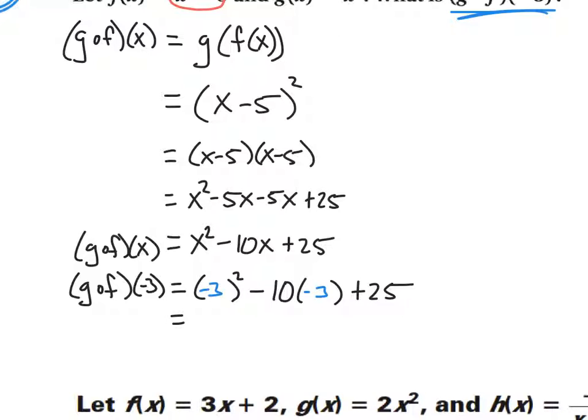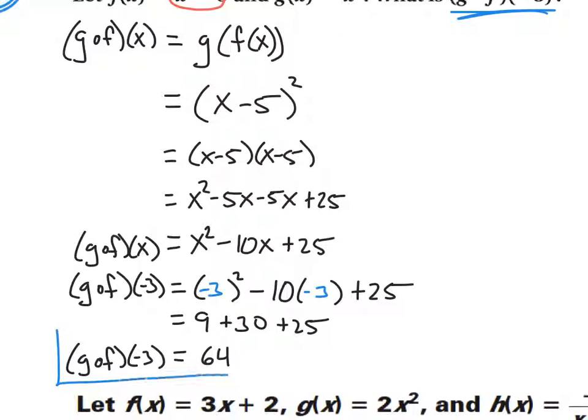So, negative 3 squared gives me 9. Negative 10 times negative 3 gives me positive 30. And then plus 25. So I end up getting 64. So therefore, g of f of negative 3 equals 64.